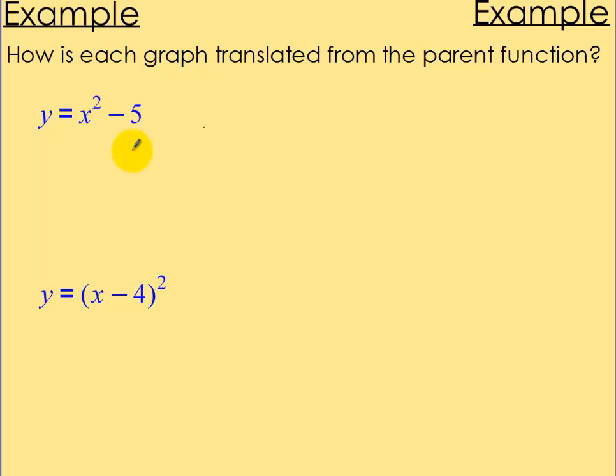Okay, so how is each graph translated from the parent? You're not actually graphing it, just explain how it is. When you have a -5 right here, that's going to be a vertical change to go down 5. So I'm going to write down 5.